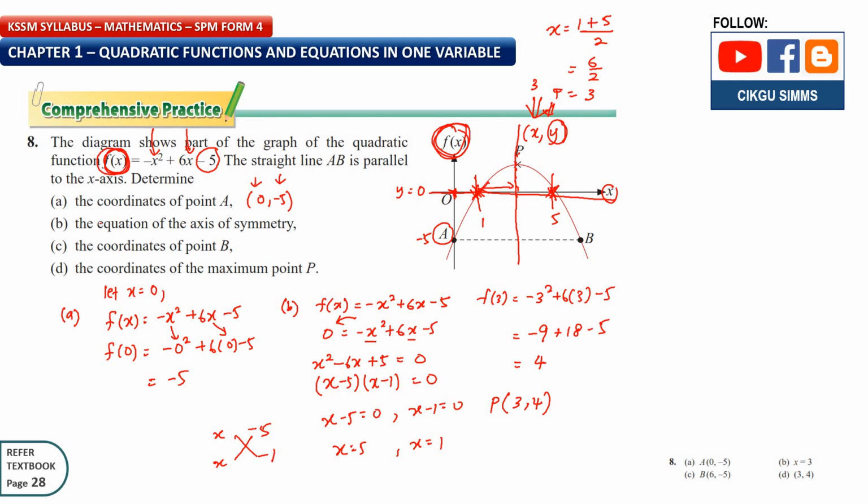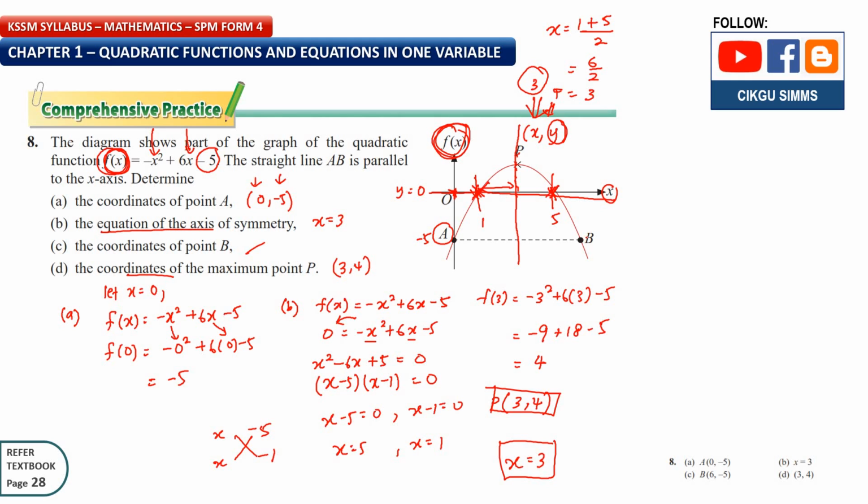Okay, but the question asks you about the equation, right? Okay, I should stop just now at 3. Okay, and the answer would be x equal to 3 would be the equation. Okay, so x equal to 3 is the second answer. So question C is to find, okay, just now I find the coordinate for P, right? This is for question D. Okay, so (3, 4) is the answer for P.